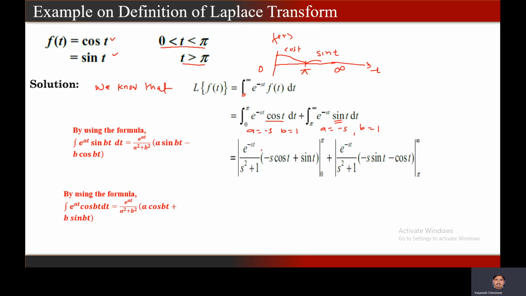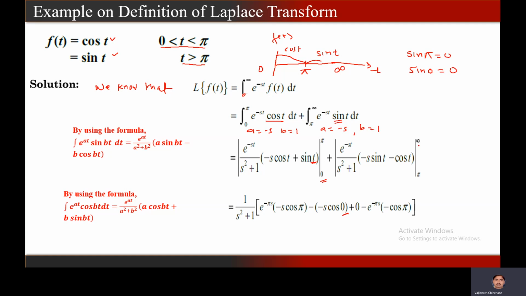Now here, take 1 upon s square plus 1 common, and put upper limit minus lower limit. When we put the upper limit, we get e raised to minus pi s, and sin pi is 0 because sin pi equals 0. Also minus 0. When we put the lower limit 0, e raised to 0 is 1, into minus s cos 0 minus sin 0, and sin 0 has value 0. So plus, this is up to this.